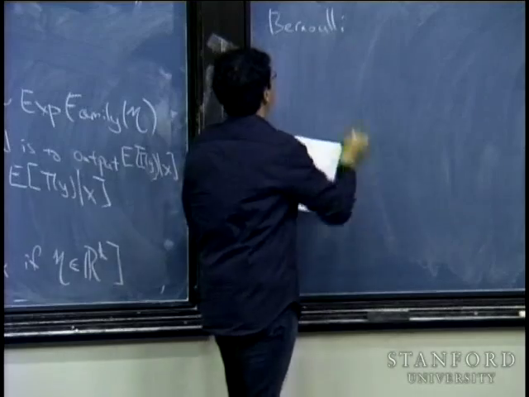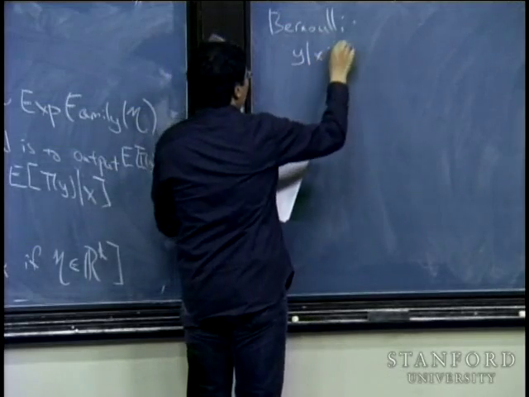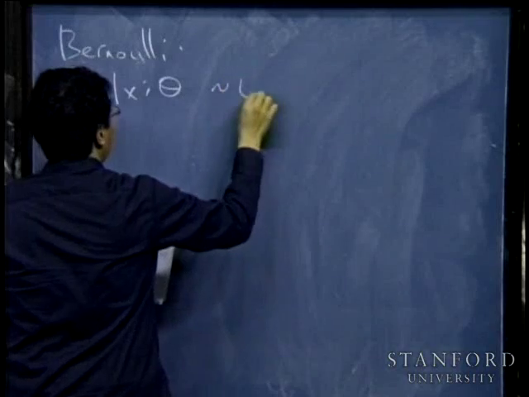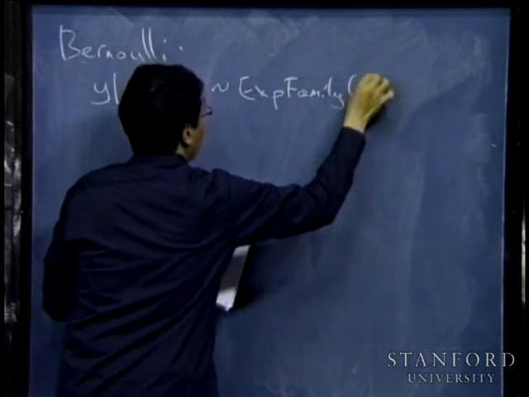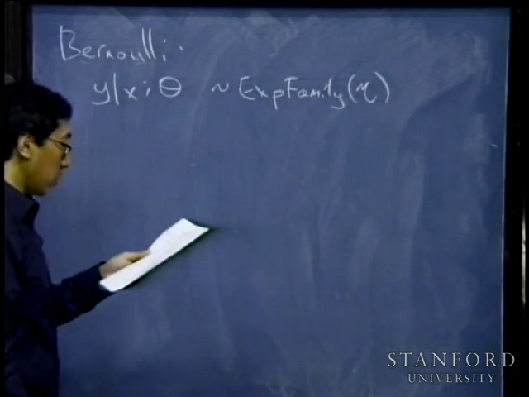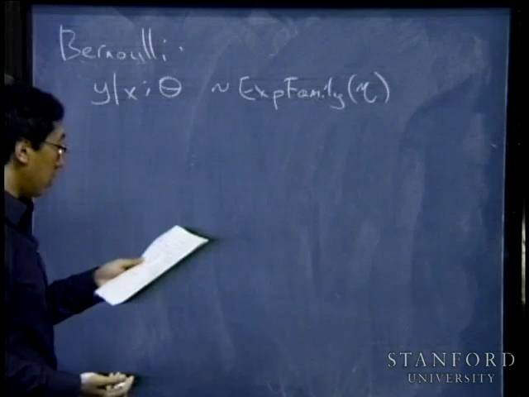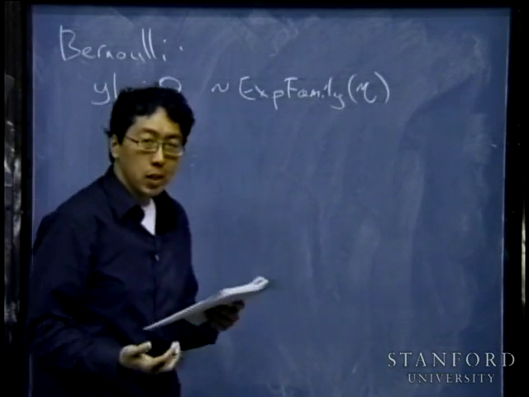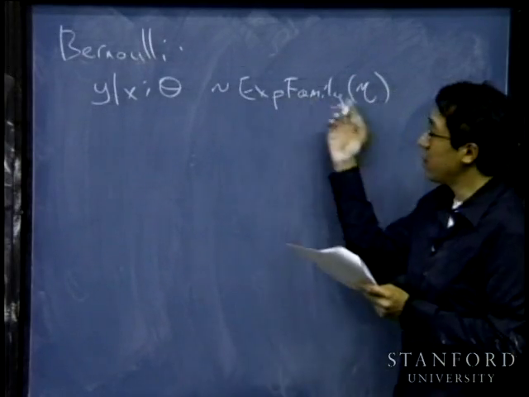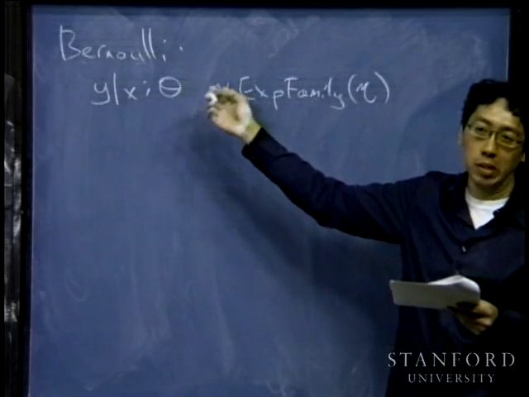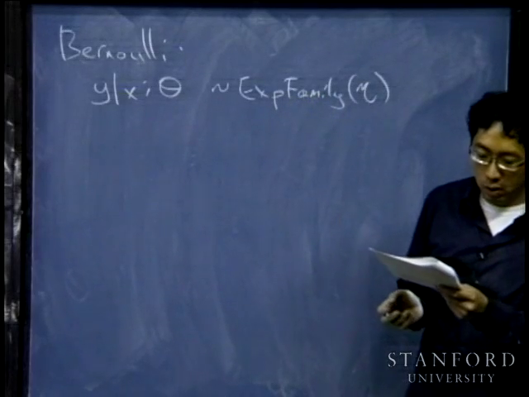All right. So let's work through the Bernoulli example. We assume y given x parameterized by theta is distributed exponential family with natural parameter eta. And for the Bernoulli distribution, I'm going to choose a, b, and t to be the specific forms that cause this exponential family to become the Bernoulli distribution. So this is the first example we worked through just now.